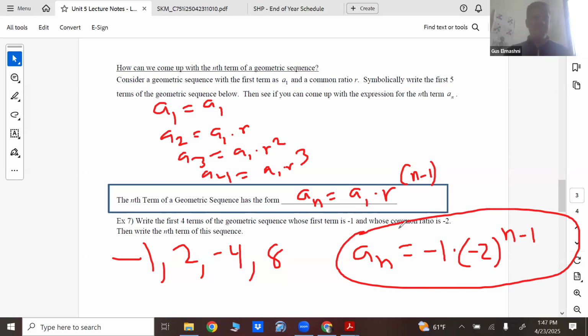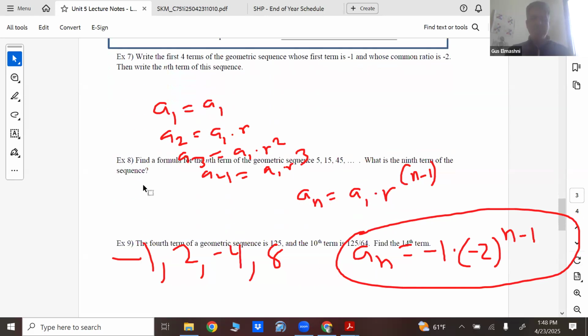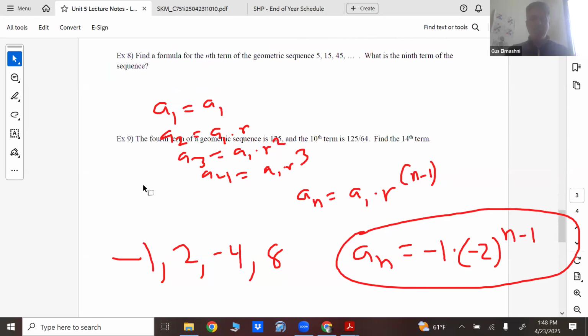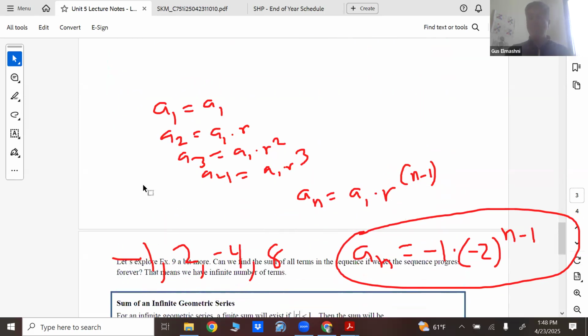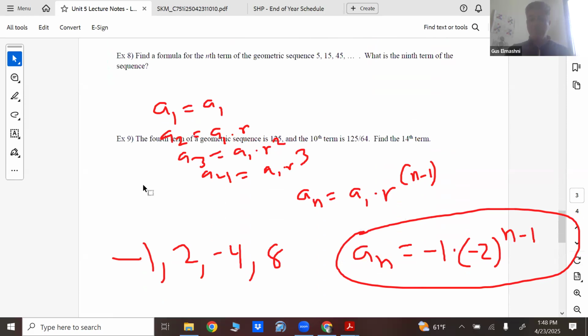Look how bright this is. So nice. Okay. All right. Let's keep moving. Let's do a couple more here. Then we'll talk about an infinite geometric series. I'll talk about that for a little bit, and then you guys can just work on homework.